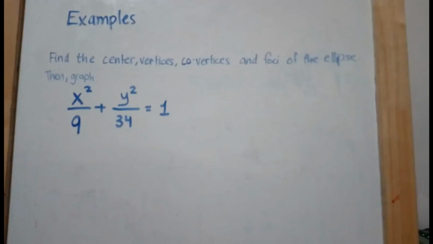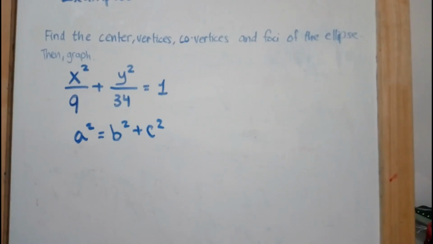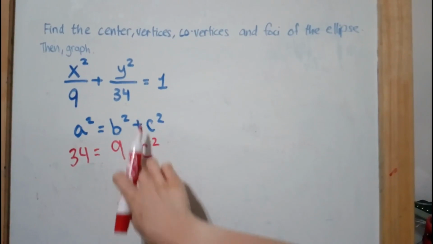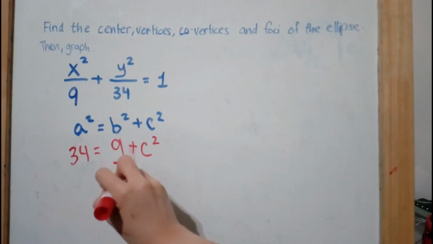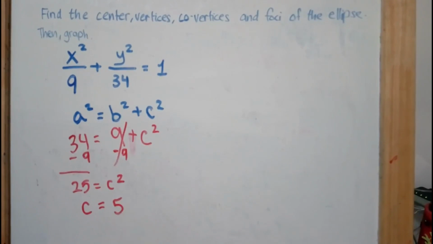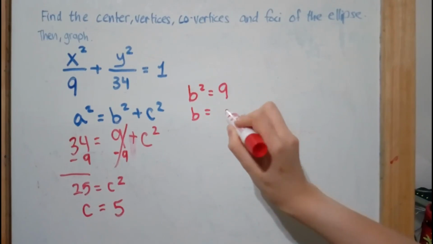Let's try some example problems now. Find the center, vertices, covertices, and foci of the ellipse. So the equation is x squared over 9 plus y squared over 34 is equal to 1. So first we can write the Pythagorean theorem and then plug in the values a squared and b squared into it. So c squared equals 25 and c equals 5. Then we know that a squared is 34 and a would be square root of 34. And b squared is equal to 9 while b is equal to 3.